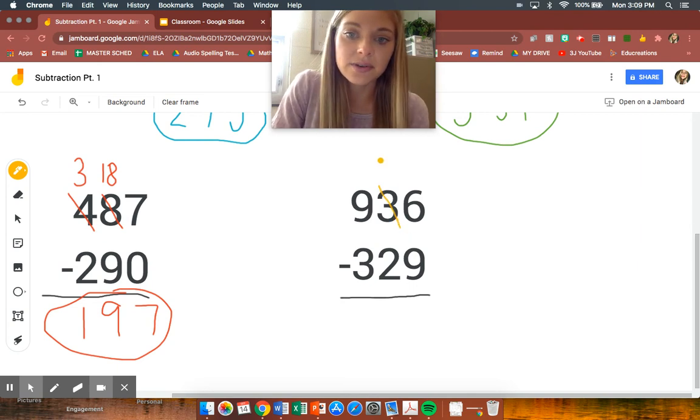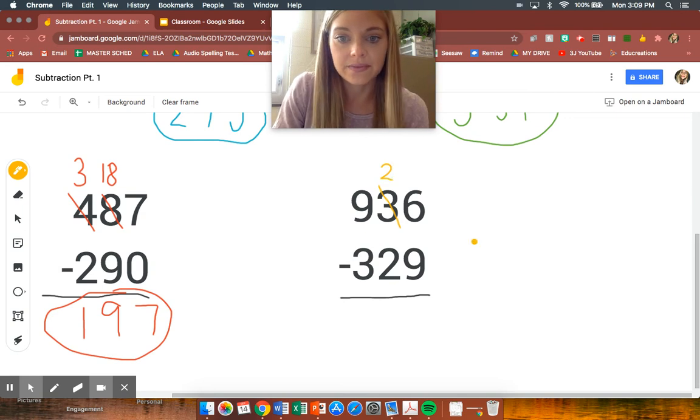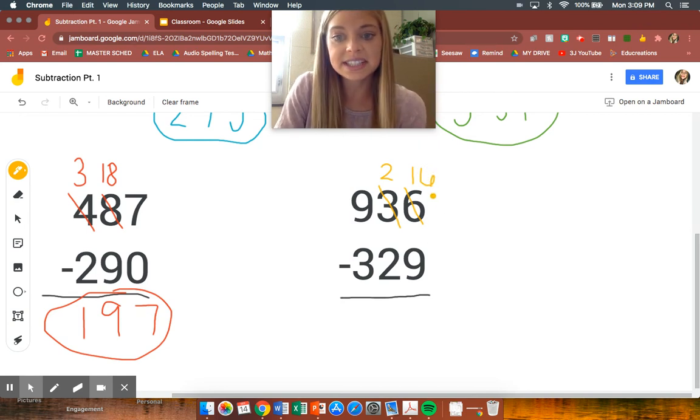And this 3 is going to change to a 2 because we take 10 away. Really, this is 30 because it's in the tens place. 30 minus 10 is 20, so this changes to a 2. Now I'm going to go over here and I'm going to add a 1 in front of the 6. So 6 plus 10. 1 in front of a 6, that's 16. Now I have 16 minus 9.